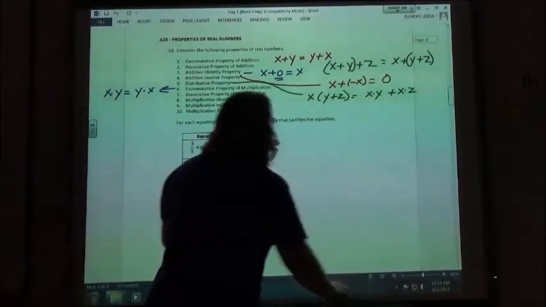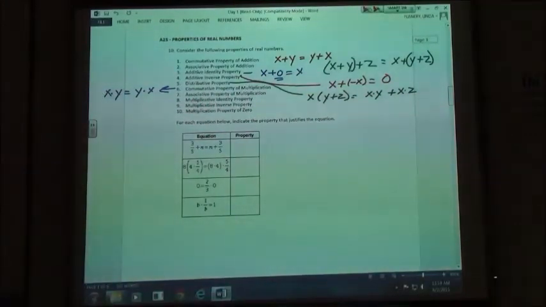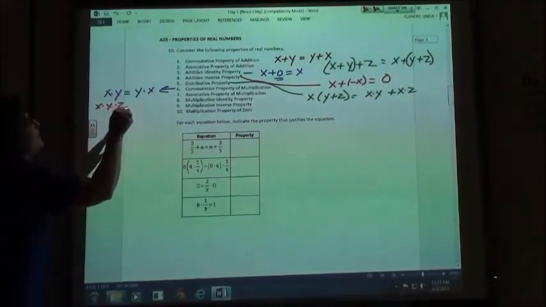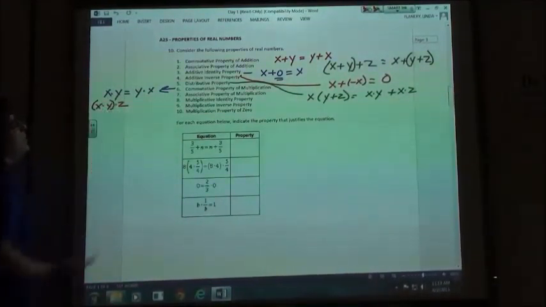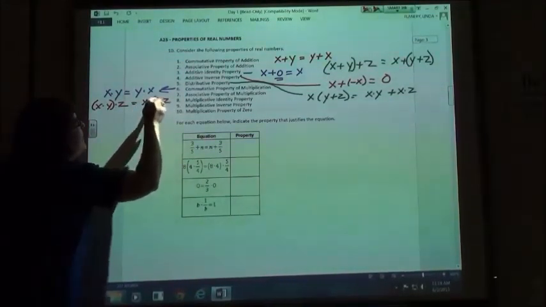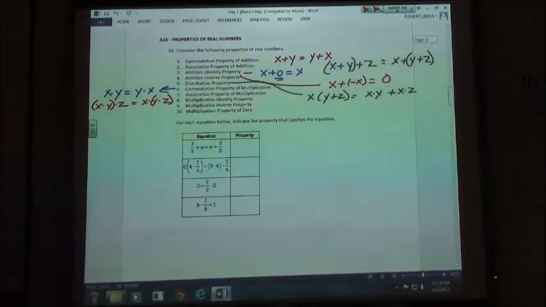Same thing with the associative property. It's going to look a lot like the associative property of addition, just that I'm multiplying. So (x·y)·z, where I have parentheses around the first two, is equal to x·(y·z), where I have my parentheses around the second two. I just moved my parentheses.